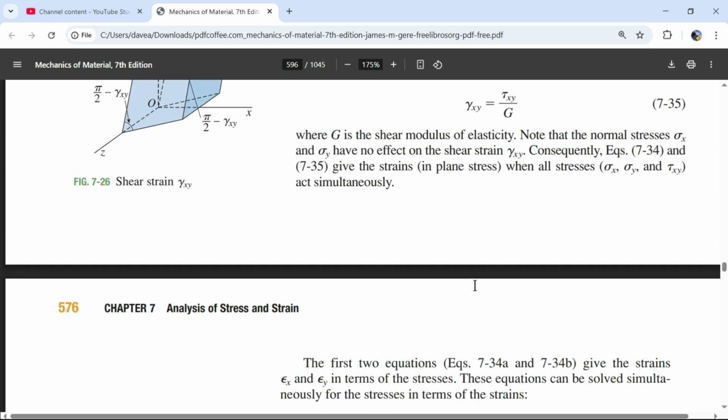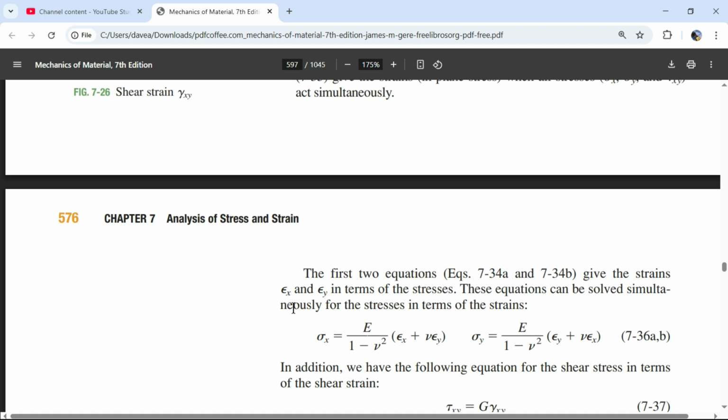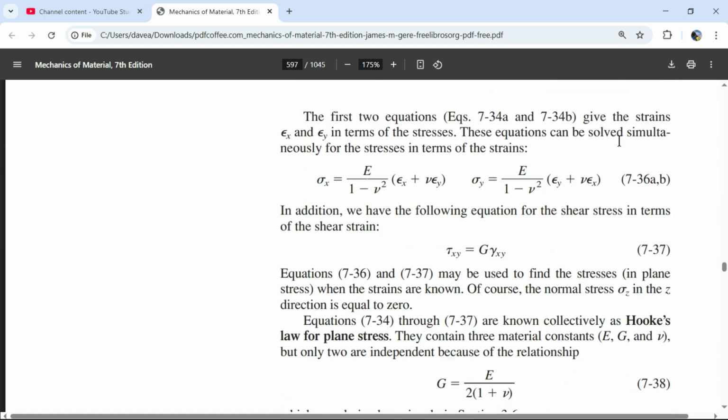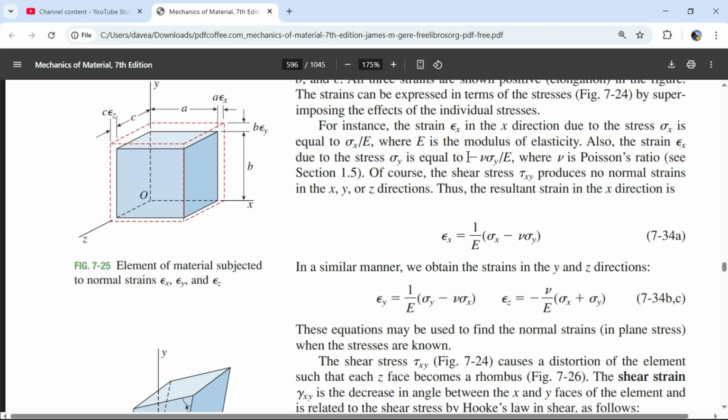Okay, so now let's see what they do. It says the first two equations give the strains in the x and y in terms of the stresses. These equations can be solved simultaneously for the stresses in terms of the strains. So these two equations, you can solve them. Oh, because you have a strain here. See, and I said strain, so I'm at least catching myself. This is a stress. This is the normal stress, either compressive or tensile, in the x direction. This is what's pulling it apart in the x. Same thing in the y. These two equations have those two values as givens, sigma x, sigma y. So what they're saying is that we can put these two equations together.